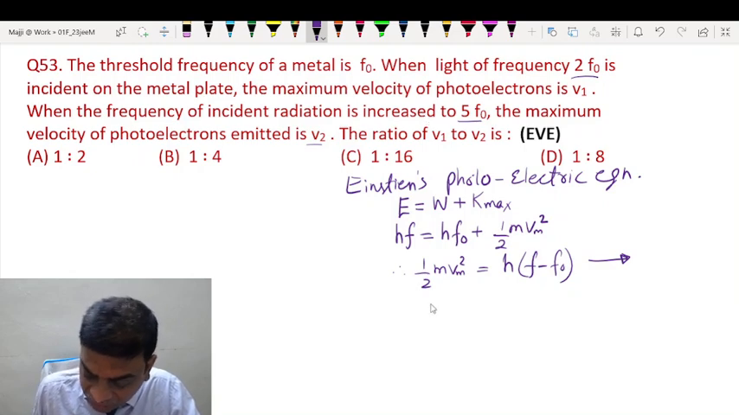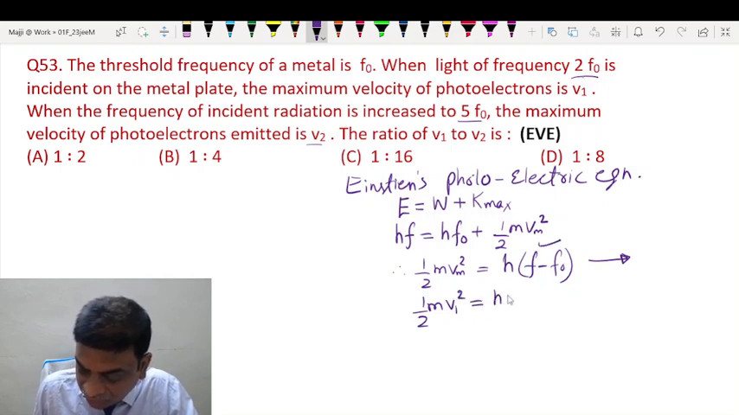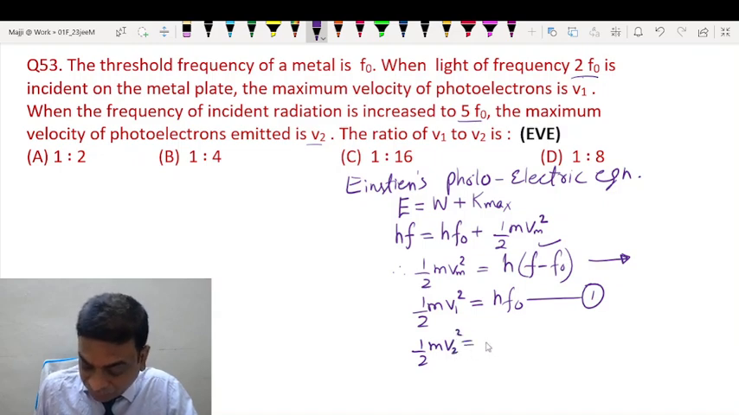So for the first situation, you can see the velocity is v1, square of v1, and the frequency is 2 f naught. So this will be h f naught, equation 1. For the second situation, the maximum speed of photoelectrons is v2, and 5 f naught minus f naught is 4 f naught.